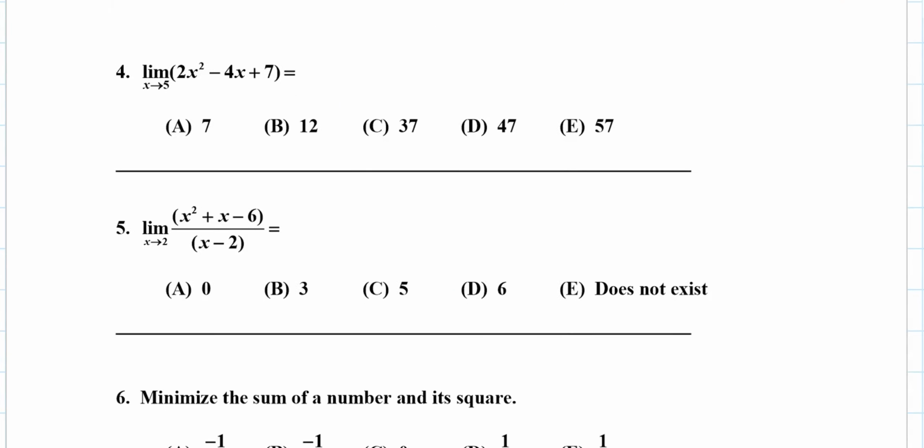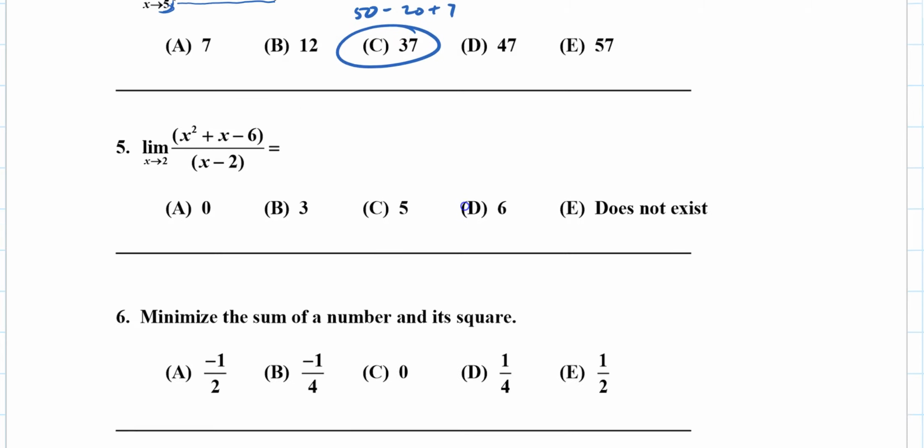Number 4, find the limit as x approaches 5 of 2x squared minus 4x plus 7. Remember when we did this way back in chapter 1? First thing we want to do is just see if we can evaluate it. Can I evaluate this function at 5? Meaning, can I plug in a 5 and have it be defined? And in this case, yes, because it's just a polynomial. So to find the limit at 5, I'm just going to take my function and I'm going to plug in 5. So I have 50 minus, not 40, 20, plus 7, that's 30, plus 7 is 37.